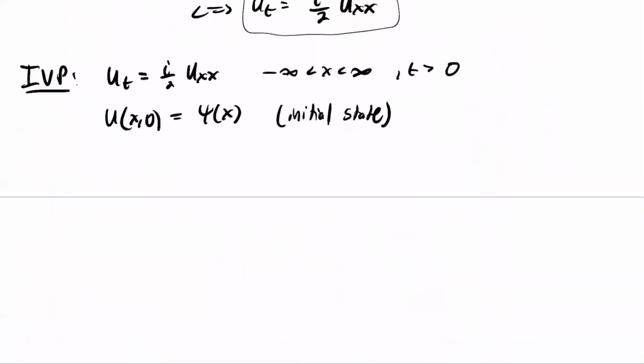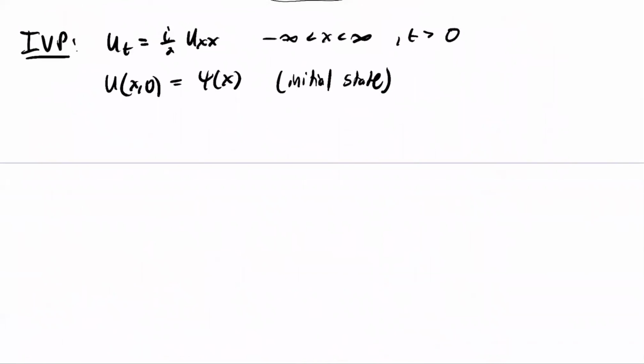Okay, and so how are we going to solve this equation? Well, we're going to do essentially the same argument that we did for Laplace's equation in the upper half plane. And so the idea is to take the Fourier transform of the equation in the x variable.